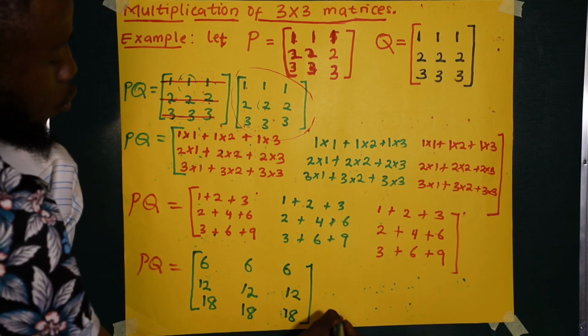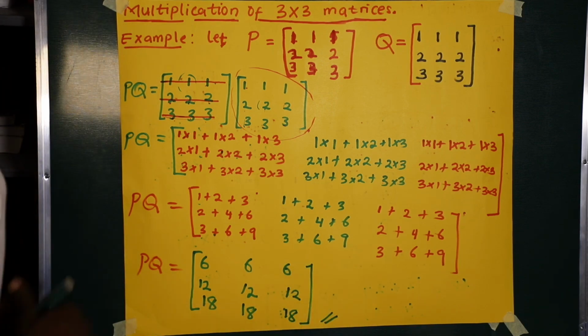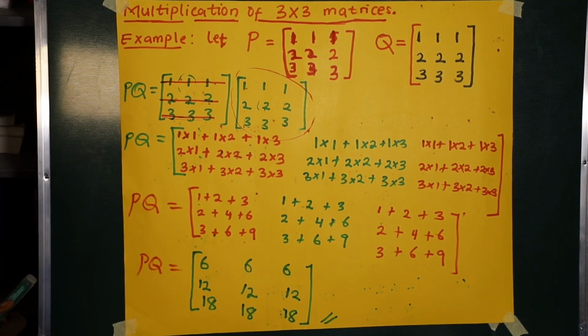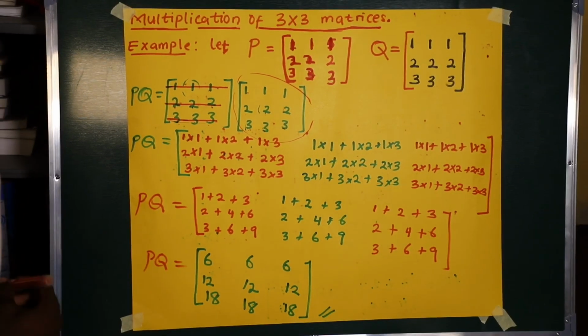So this is how we multiply matrix of 3 by 3. Hope you all understand how we did this solution.